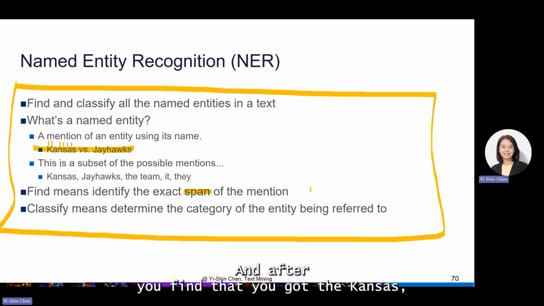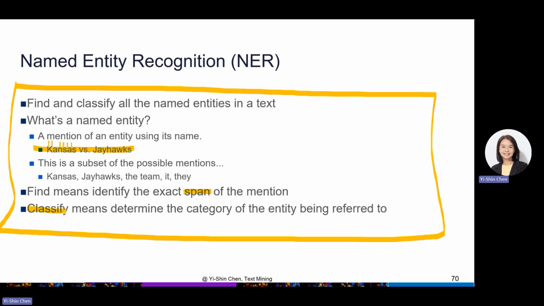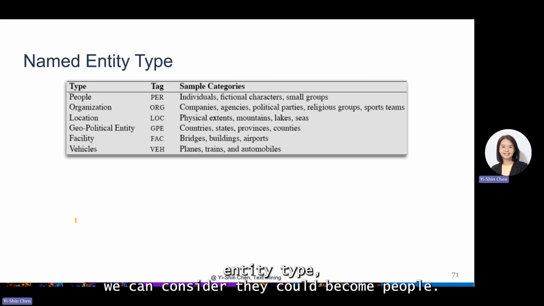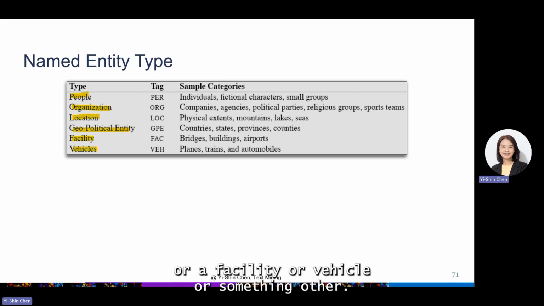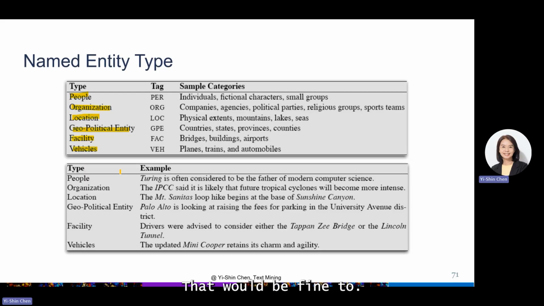After you find Kansas, the next step is to classify which category it belongs to. That is named entity recognition: not only finding the name, but also recognizing what type of name we are trying to identify. What are the named entity types we can consider? They could be people, organizations, locations, geopolitical entities, facilities, vehicles, or some other type we did not mention but you think is important. That would be fine too.